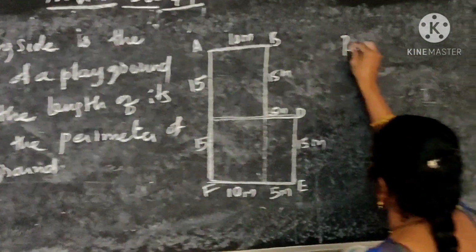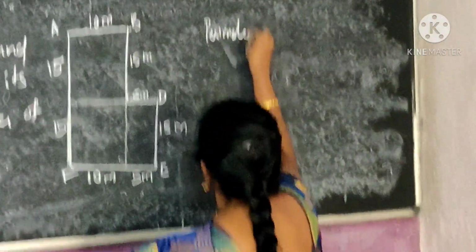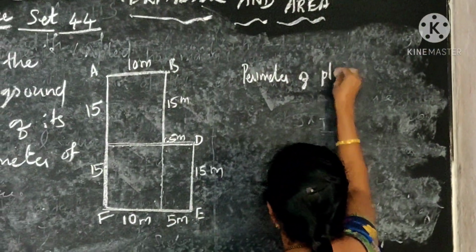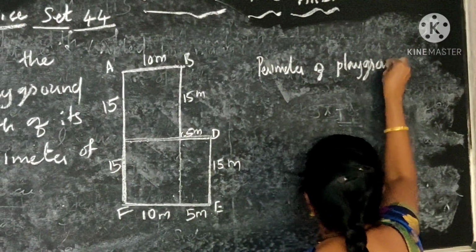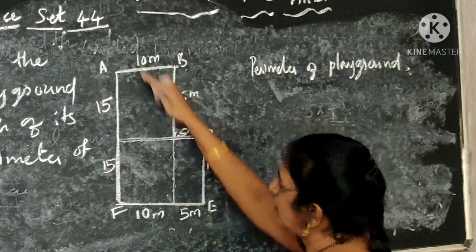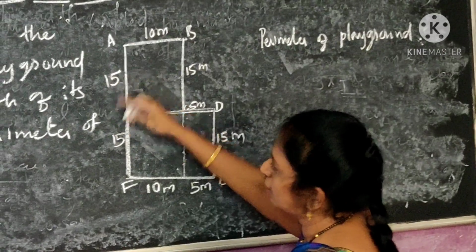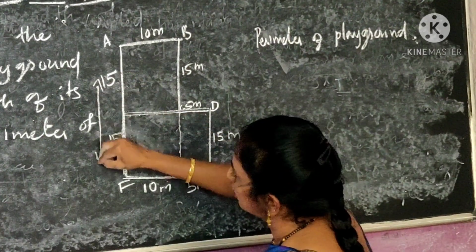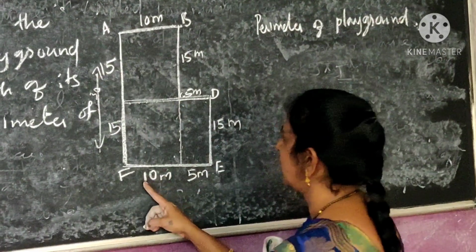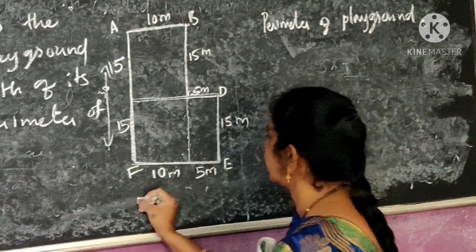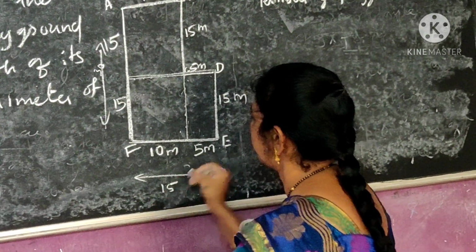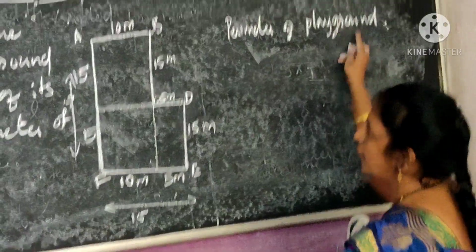So now perimeter of playground. Now AF will be what? 15 plus 15, that is 30. Now here FE will be what? 10 plus 5, that is 15. Now perimeter of playground will be what?